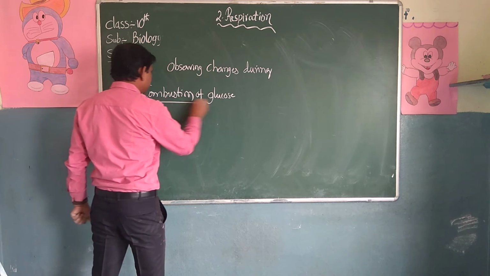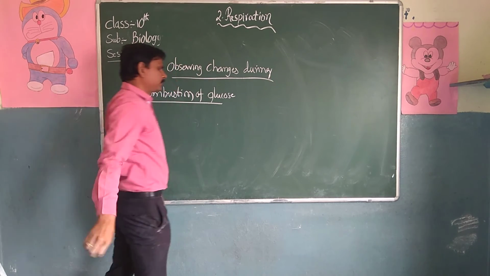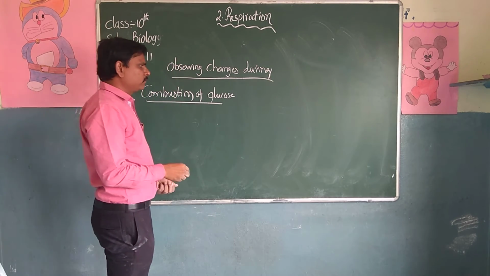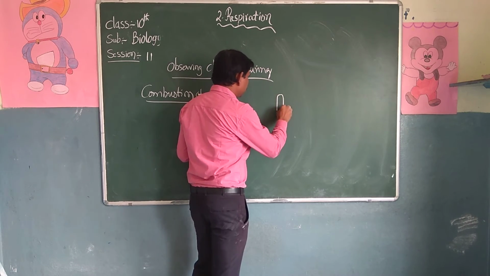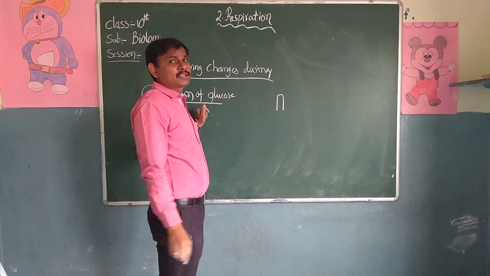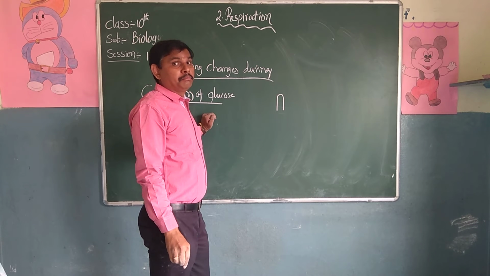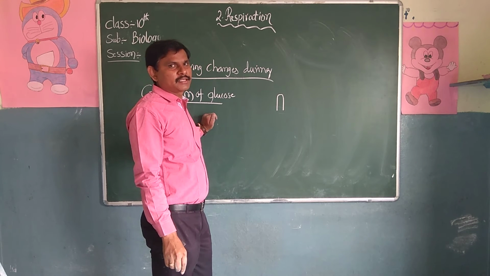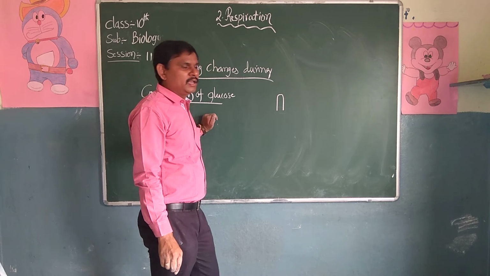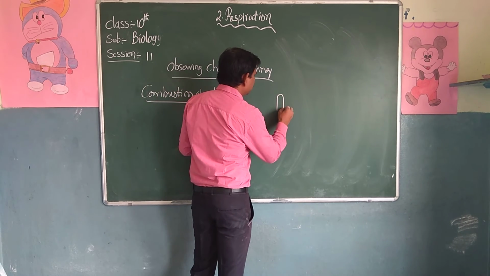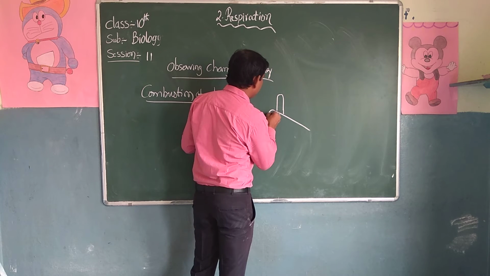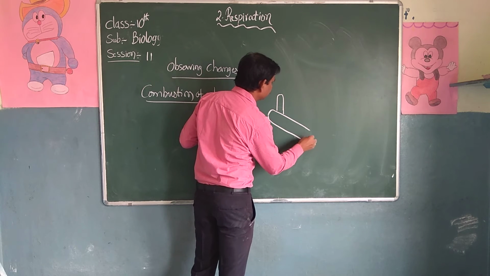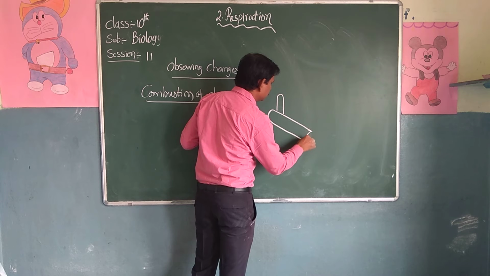What changes can we see when glucose is burned? In cellular respiration also, glucose is burned, broken down, and carbon dioxide, water and energy are released. Here also, indirectly in the lab, when we burn this glucose, you can see what happens.